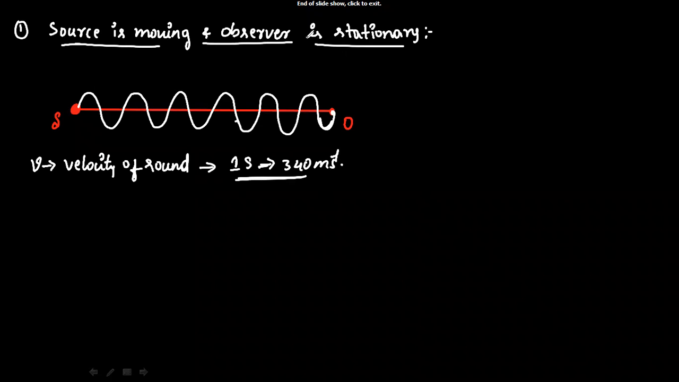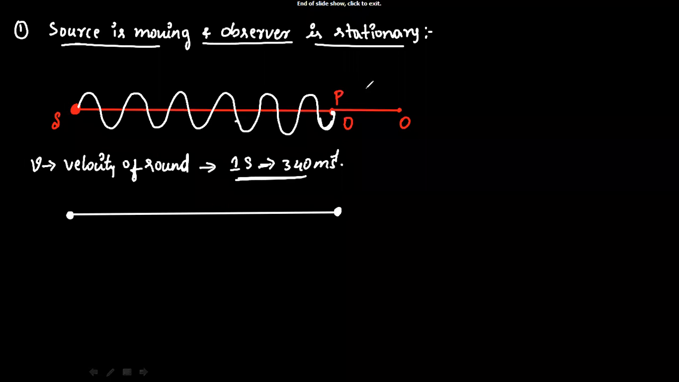Next, what happens? As we know, the source is moving towards the stationary observer. So similarly, I'll draw a line. Now what happens? Initially, the source is at this point. I'll take O here, and this point I'll take as P. Initially, the sound wave produced by the source reaches the point P.